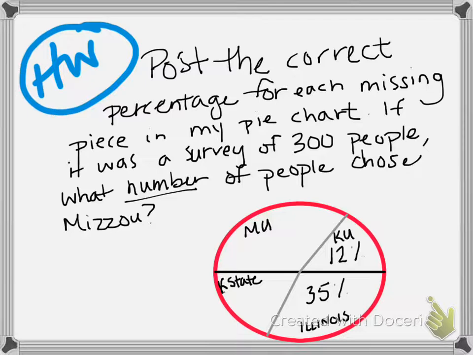So tonight, what I would like you to do is looking at my pie chart here, post the correct percentage for each missing piece in my pie chart, and then if it was a survey of 300 people, figure out what number of people chose Mizzou. So this is what your favorite college team is. So you'll notice my Mizzou is question mark right now. It's blank. My K-State is blank, but I know 12% chose KU and 35% chose Illinois. So first find my 4 percentages, and then once you know this percentage for Mizzou, figure out what that percentage of 300 people would be. This isn't something we've gone over directly, but you should have the skills or the strategies, so make your best guess.